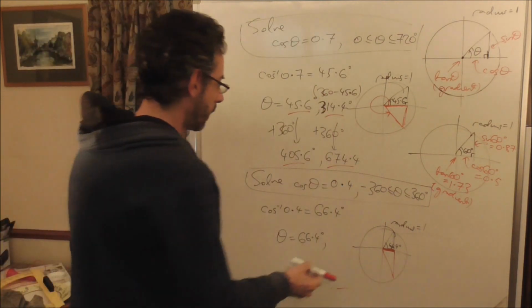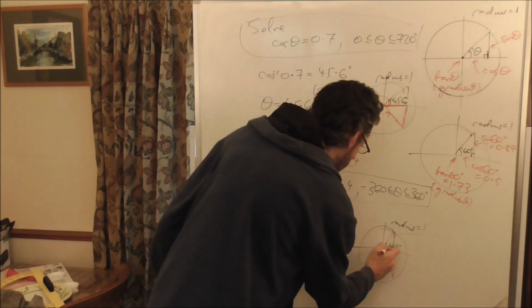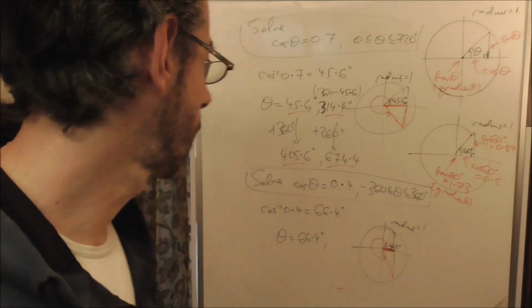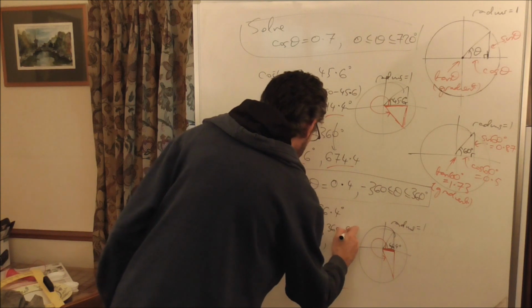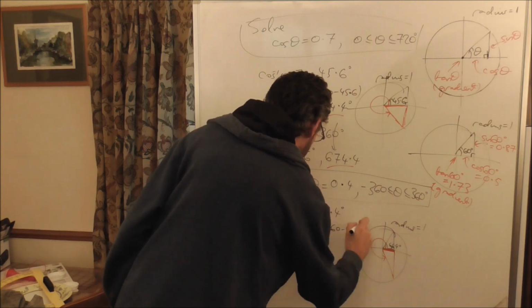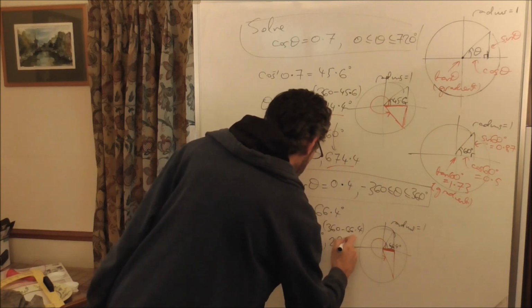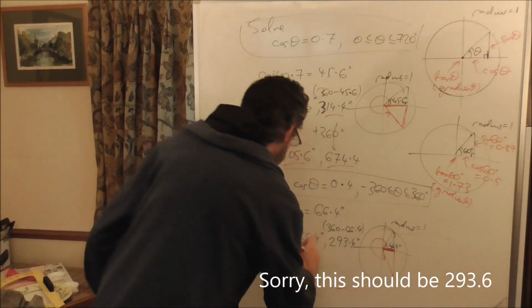So the next solution, going in a positive direction, the next biggest solution, is this angle here. Again, you can see it's 360 minus 66.4. So for cos, to get the second solution, you always subtract the first one from 360. For sine, you subtract from 180. So it's 293.4. So we've got two solutions there.